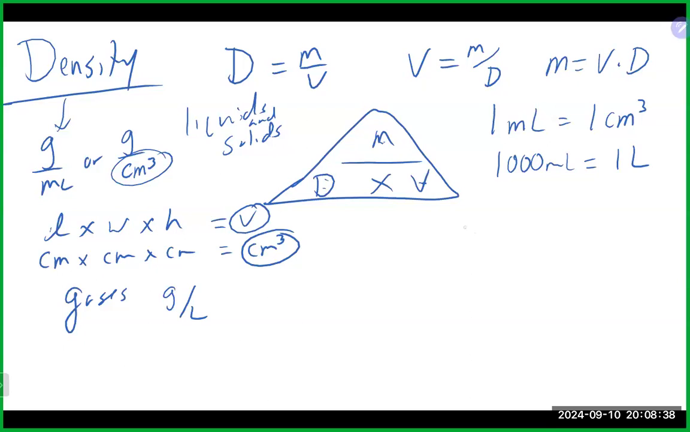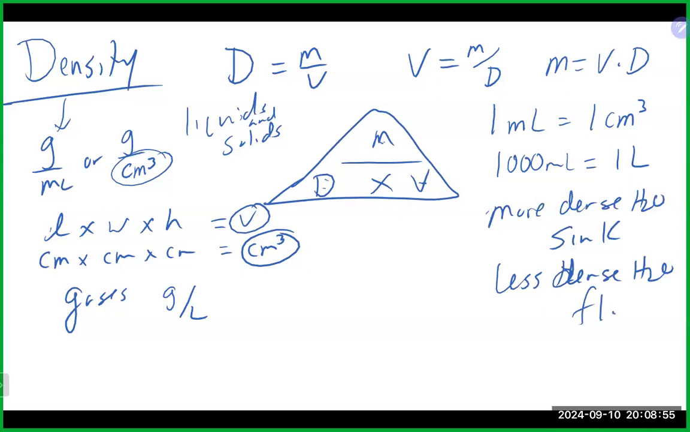The density of something determines, for example, whether it will sink or float in water. If something is more dense than water, it will sink. If it's less dense than water, it will float. Water's density, by the way, and this is liquid water, is usually 1 gram per milliliter. The density of water does change with temperature.